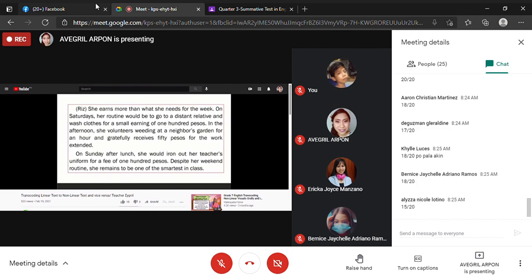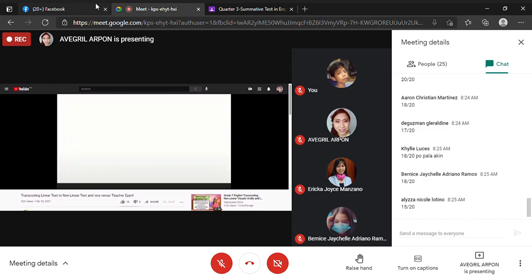Now, I want you to transcode this linear text to non-linear text. If you follow the 4 steps in transcoding linear to non-linear text, this will be your possible answer. The title will be Riz Earnings During Weekend. Here, we're going to use a bar graph. The data shows that in washing clothes, Riz earns 100 pesos. In weeding, Riz earns 50 pesos. And for ironing her teacher's uniform, Riz earns 100 pesos.